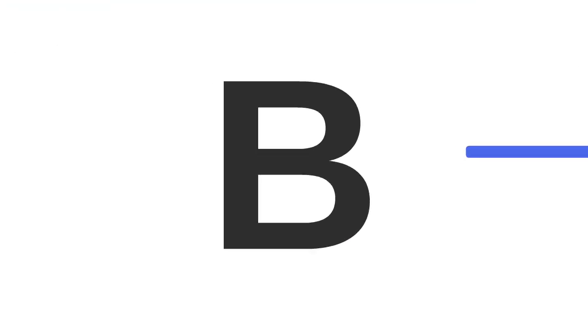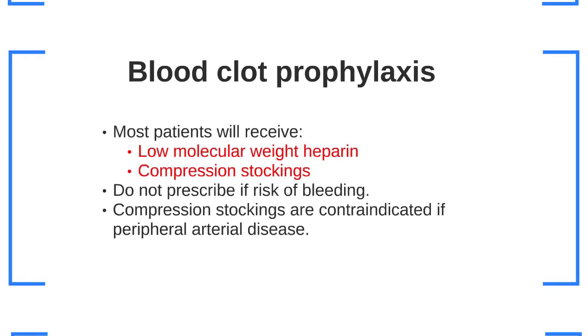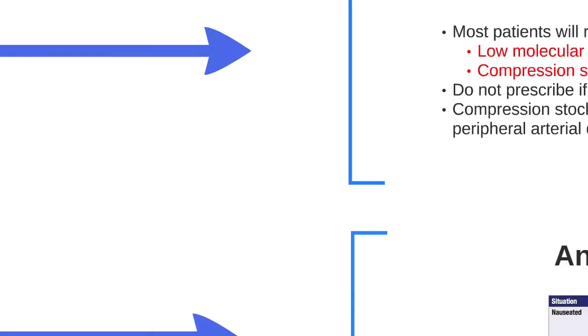Next we have B, which stands for blood clot prophylaxis. This is a very important area and easily missed without the prescriber mnemonic. Most hospital patients who are not actively bleeding or not just about to have surgery will receive both compression stockings and low molecular weight heparin. However, remember that compression stockings are contraindicated if the patient has peripheral artery disease.